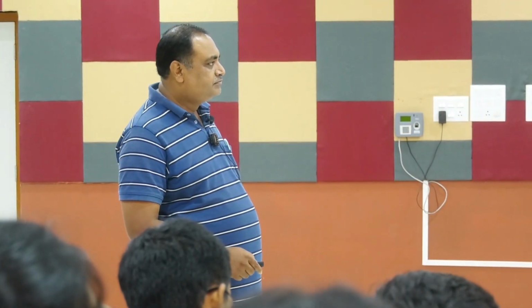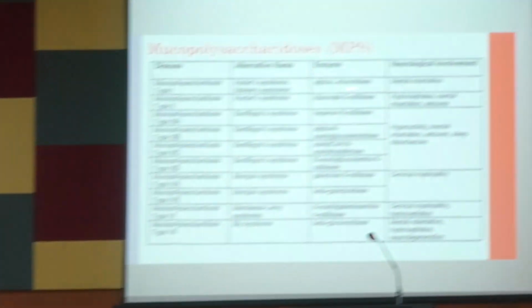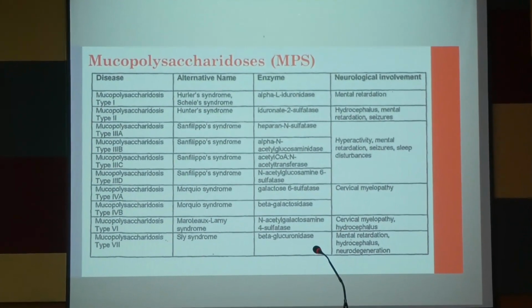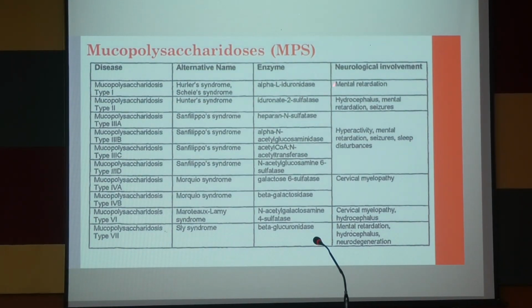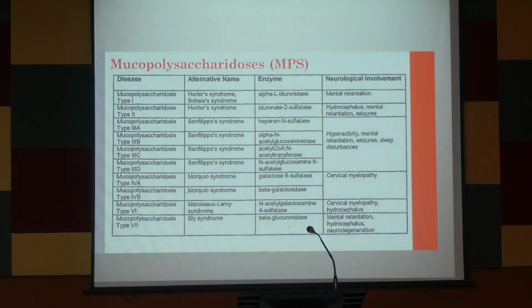Few names. Okay? Fine. So Sanfilippo 4 types. All enzymes differ there. At least remember the enzymes for the first 2, type 1 and type 2, Hurler and Hunter. These 2 you remember. The rest you may not remember, doesn't matter. At least the first 2 you remember. As if I remember everything, but just now I forgot when writing in the examination.